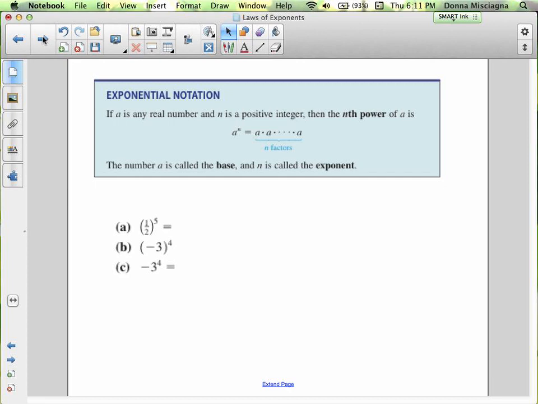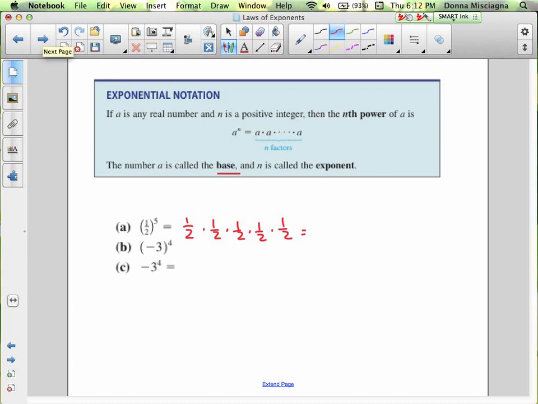Exponential notation. So if we have, and this, by the way, is in your notes, so you don't have to write it down. If we have any real number raised to a positive power, the number that we're raising to a power is called the base. When we raise a base to a power, we're essentially multiplying that base by itself a number of times that's equal to the exponent. So for instance, if I have 1/2 to the 5th power, that means I'm multiplying 1/2 by itself 5 times.